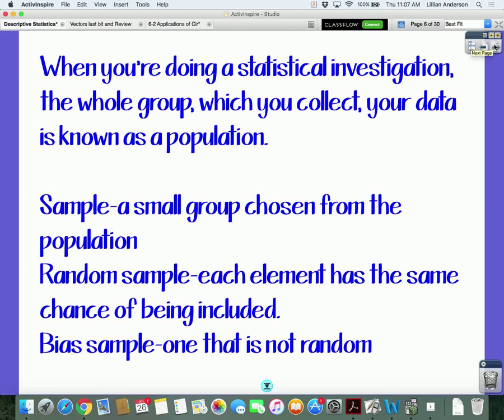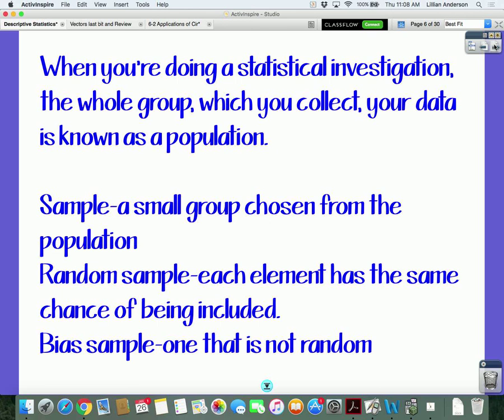Now, when you're doing a statistical investigation for a whole group, when you go in and collect your data, that data is known as a population. So when Ms. Dunstan sends out a survey for you guys, she's going to be getting a collection of the data. You guys are known as the population. Now a sample is a small group chosen from that population. Say we're looking only at IB students, that would be a sample. Or if we're looking at only 9th grade, when you give out a survey to the whole school, that's a sample.